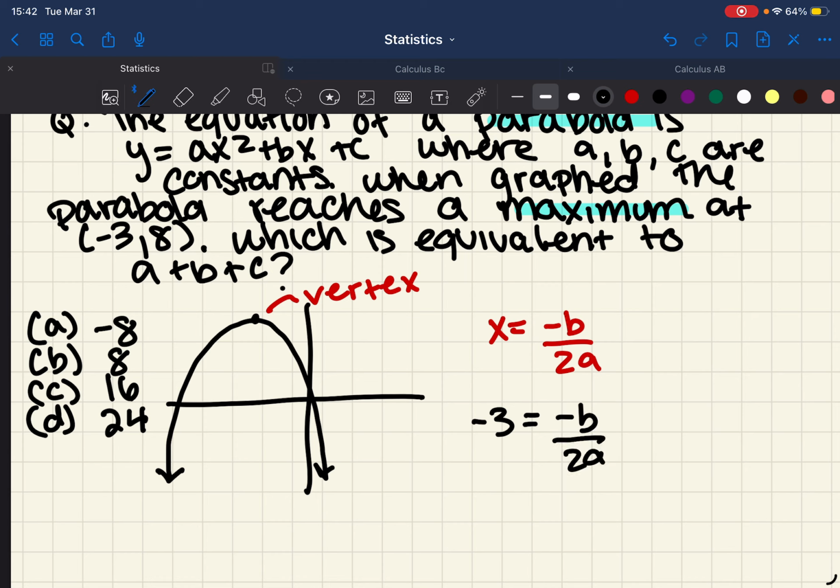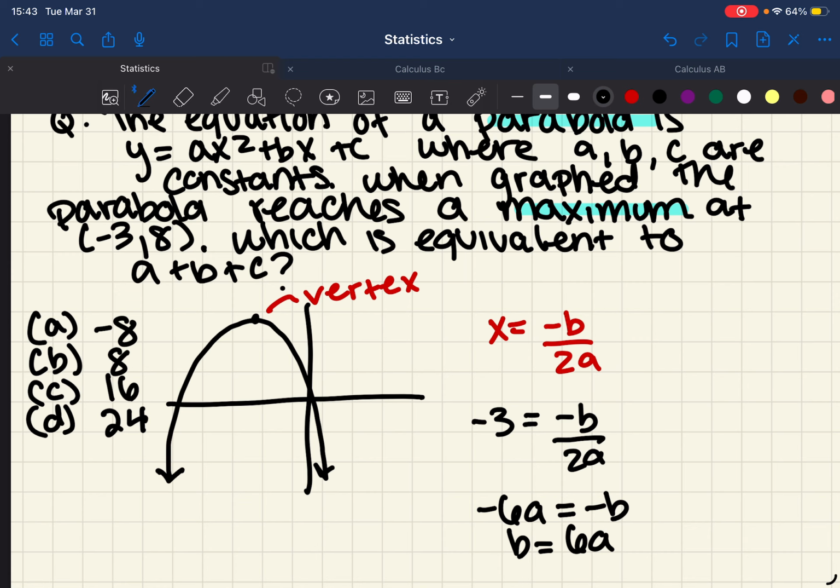I'm going to get b by itself by multiplying both sides by 2a. So I have -6a equals -b. And then I'm going to divide both sides by -1, and I get b equals 6a. Okay, so I have b and I have a. I'm just going to let a remain a constant a.